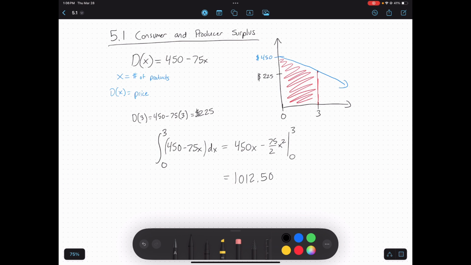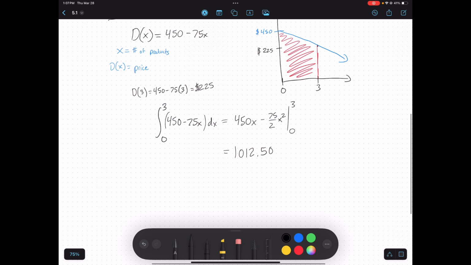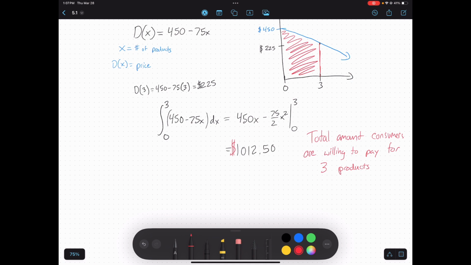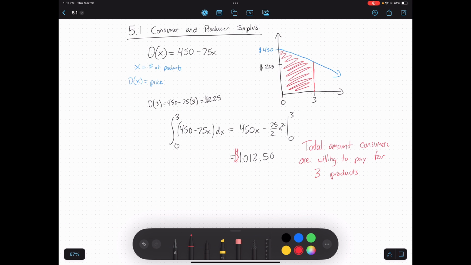Well, the demand curve represents what consumers are willing to pay for a certain number of products, right? What are they willing to pay for one product? What are they willing to pay for 1.5 products? That's what the demand curve tells us. So if I find the area under the curve, it's going to give me a total amount. This amount right here represents the total amount consumers are willing to pay for, in our case, 3 products. So consumers are willing to pay over $1,000 for 3 products based off of the demand curve that you have.